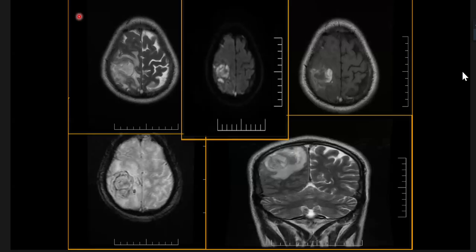It's showing blooming on SWI sequences. Very good, excellent. Likely it can be either hemorrhagic mets or a hemorrhagic infarct kind of. So you have T2 images showing a little heterogeneous hyperintensity and a little restricted diffusion.